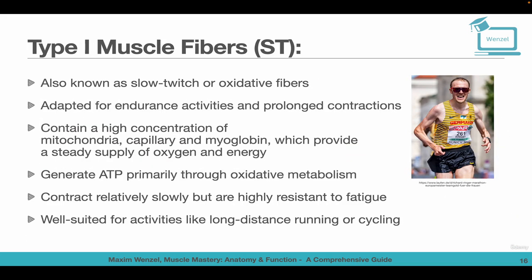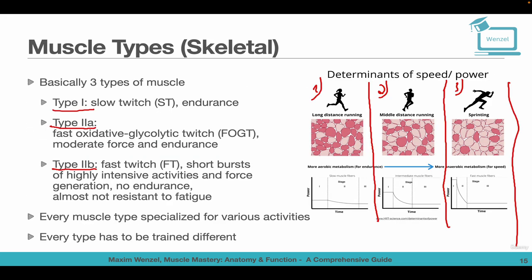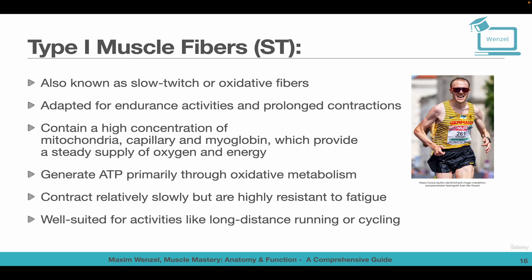And now we will talk about type 1 muscle fibers. So we said one is long distance running, and it's a perfect example. We have Richard Ringer here, a marathon runner. And if you're running for over 50 kilometers, the muscle will perform really different things than if you're sprinting 100 meters. So the type 1 muscle fibers are known as slow twitch or oxidative fibers. They need oxygen. And they are adapted for endurance activities and prolonged contractions, like slow but static contraction.